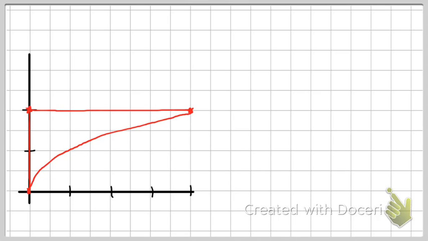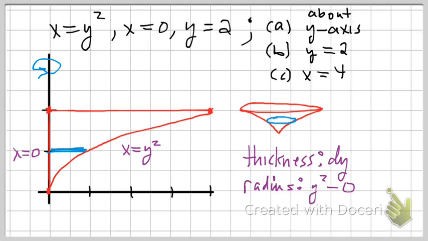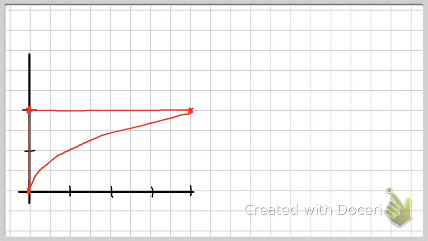For part B, I gave you the line y equals 2. So now we're spinning around the line y equals 2. Same region, but now I've changed my axis of revolution. This time, if I spin as requested, you get a sideways tornado, or that looks kind of like a horn.